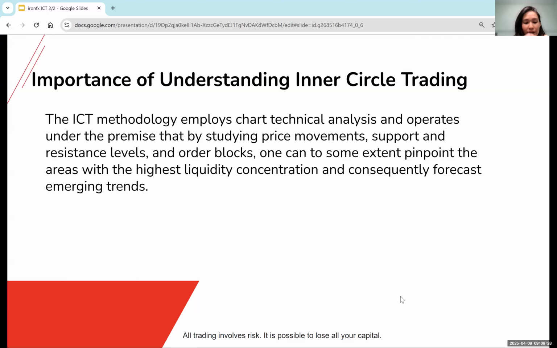Okay, so why is it important for us to understand ICT, or inner circle trading? In today's pretty volatile and competitive financial markets, having a deep understanding of how the markets operate can give you a significant edge as traders. By mastering the ICT techniques, such as support and resistance, price movements, and order blocks, you can enhance your ability to identify higher probability setups and trading opportunities and effectively manage risk.